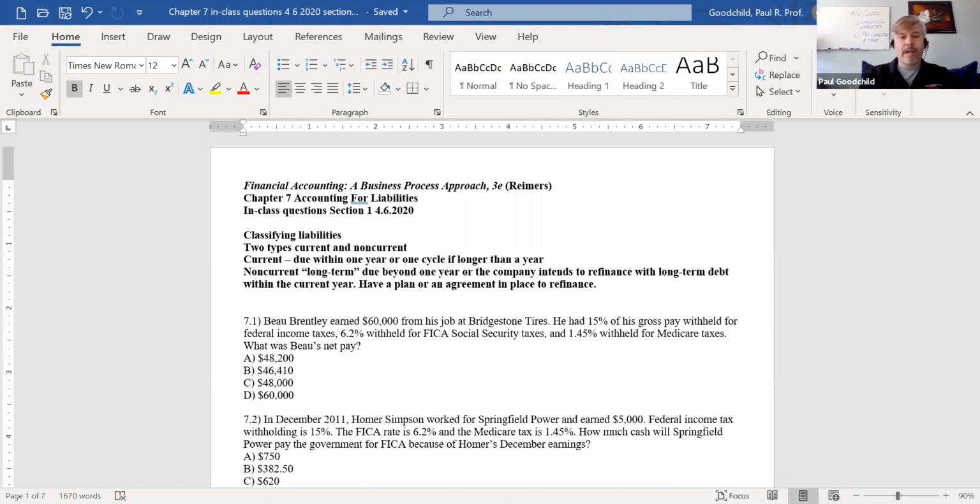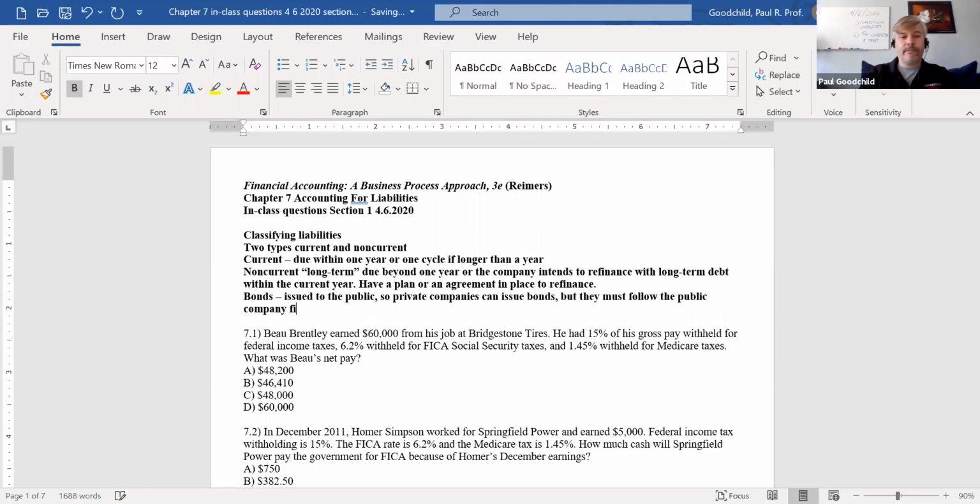All right, we're going to talk about bonds. And these are usually issued to the public. So private companies can issue bonds, but they must follow public company filing guidelines and GAAP on their financial reporting.